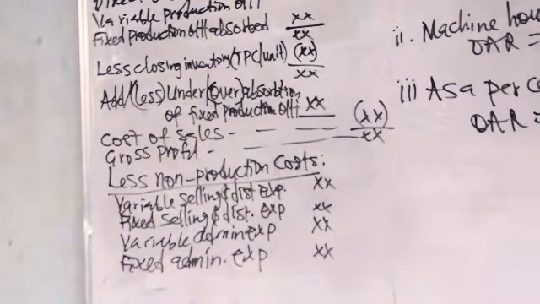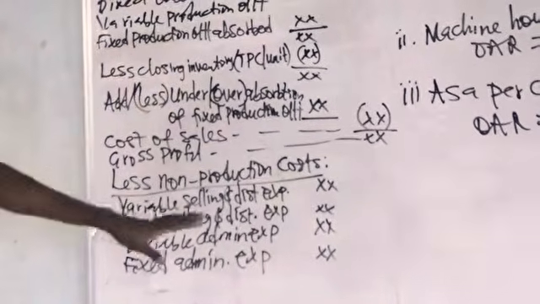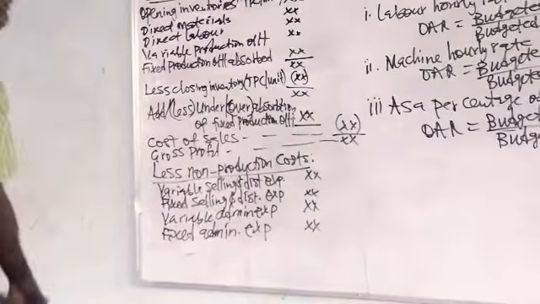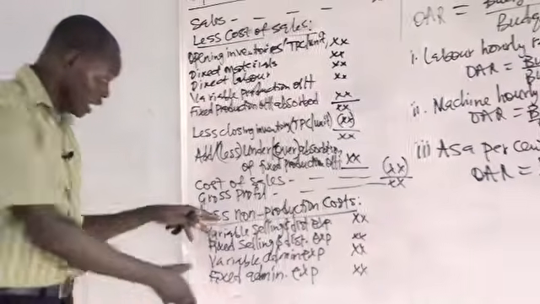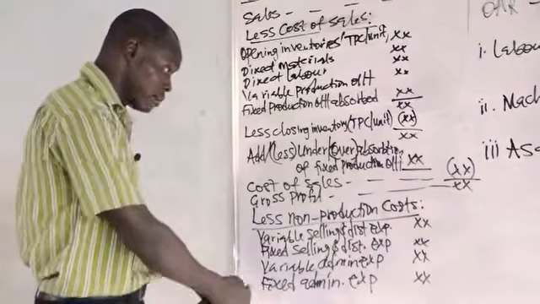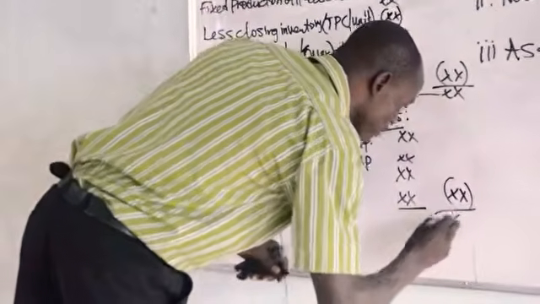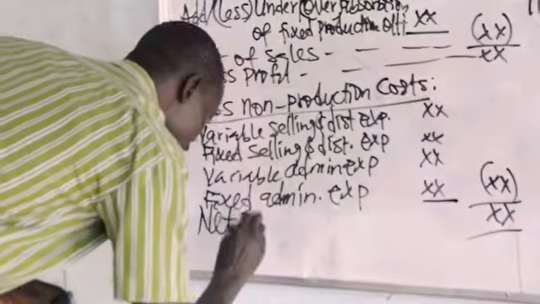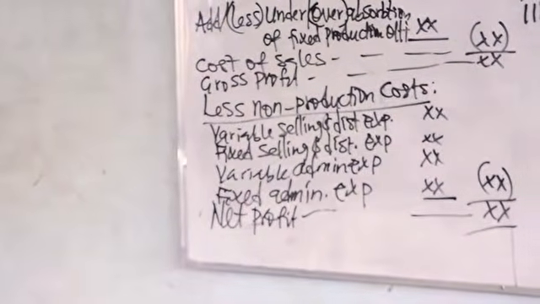Remember, the fixed production costs have been considered here. So it is those costs that don't relate to production that you consider here, both variable and fixed. You less that from the gross profit above, and you arrive at the net profit.